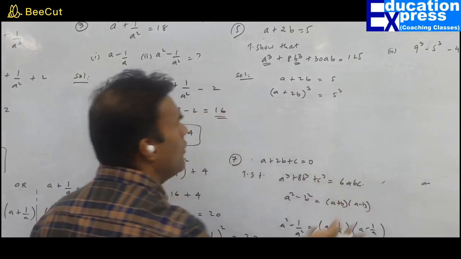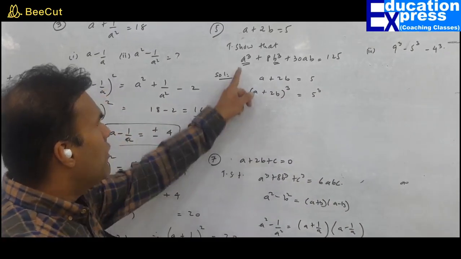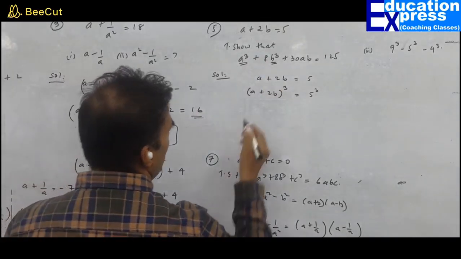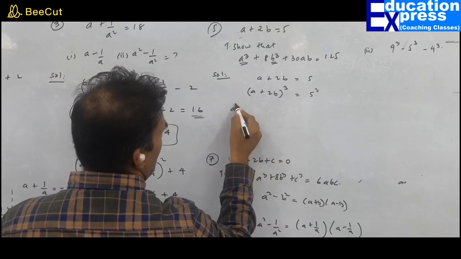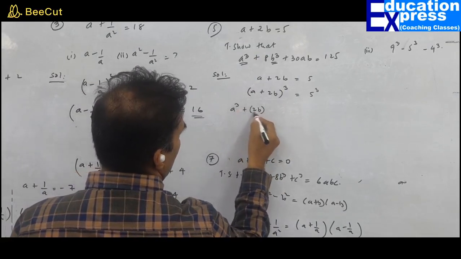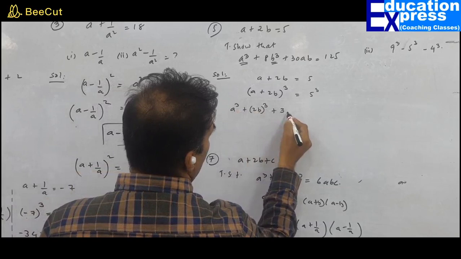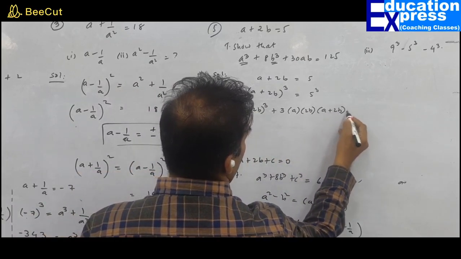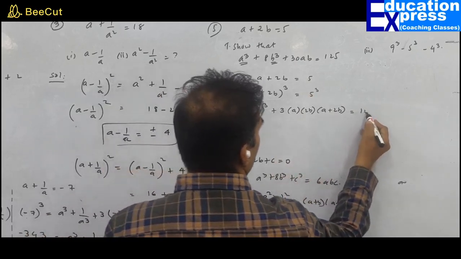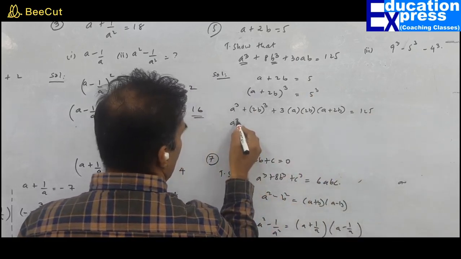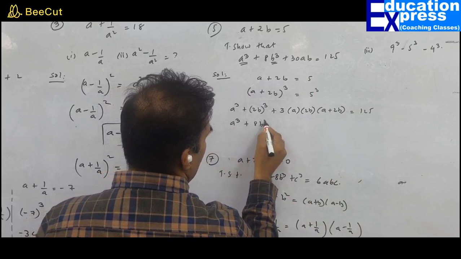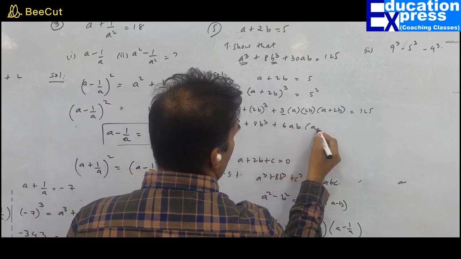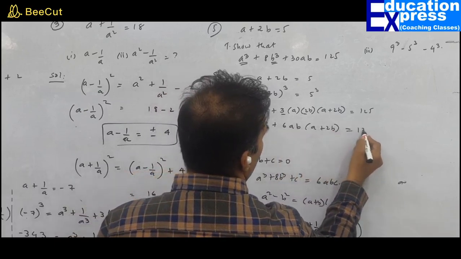Why, sir? Taking cube on both the sides. I have to take a cube because I need to get cube in my desired part. That is what they expect me to do. How do you expand this? A cube plus b cube plus 3ab times a plus b. What about this 5 cube? It becomes 125. A cube, 8b cube, 3 into 2, 6, ab, a plus 2b equals 125.